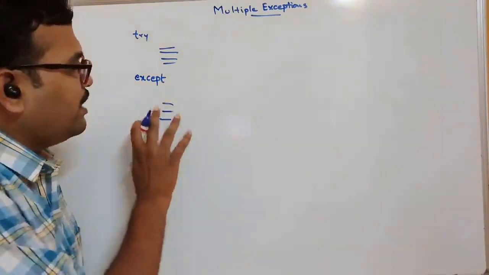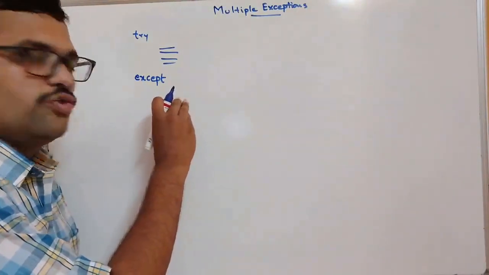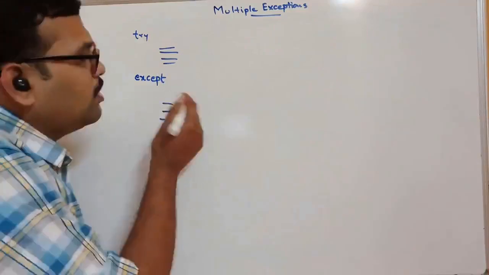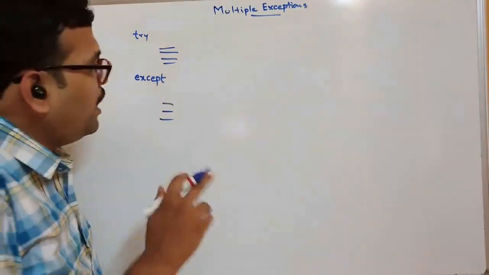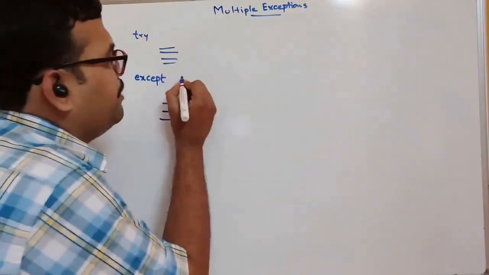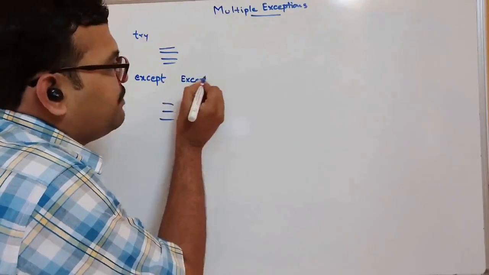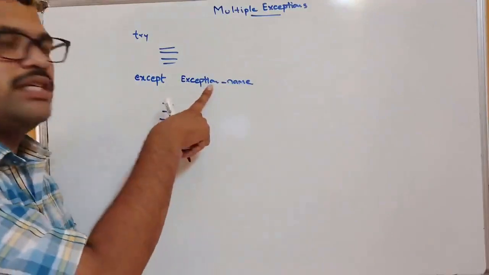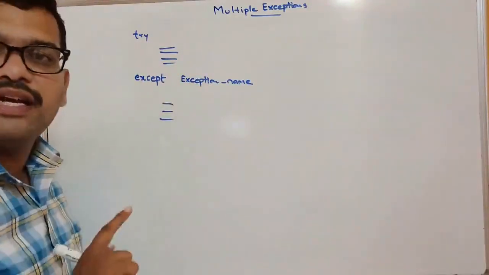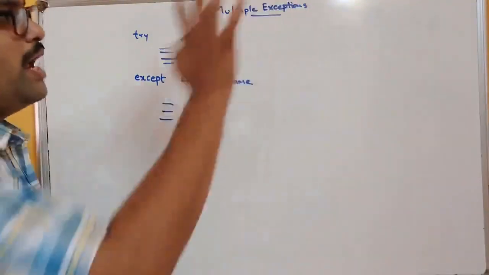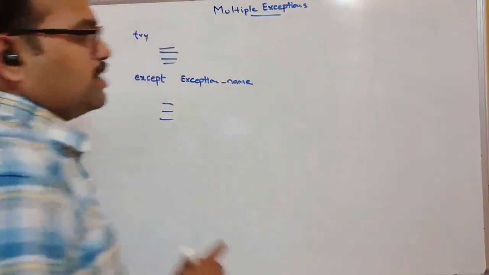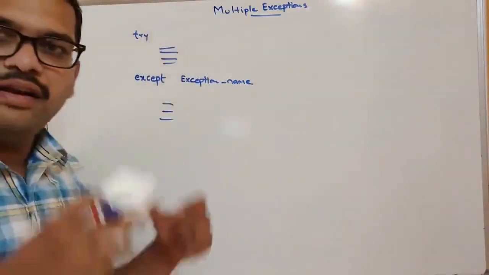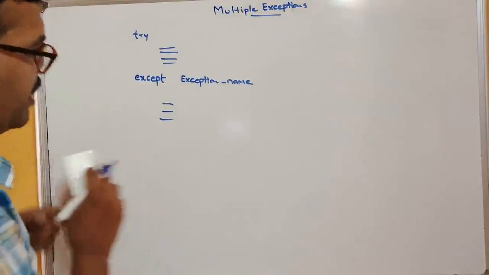So directly we can write the instructions to be executed if an exception is raised, whatever the exception may be. And you can also specify the exception name, so that if that particular exception is raised, this except block will get executed. Now, how do we handle multiple exceptions? Multiple exceptions can be handled in two ways.